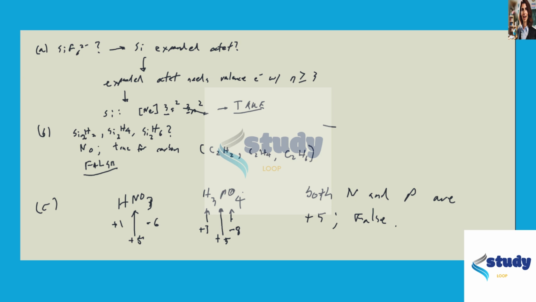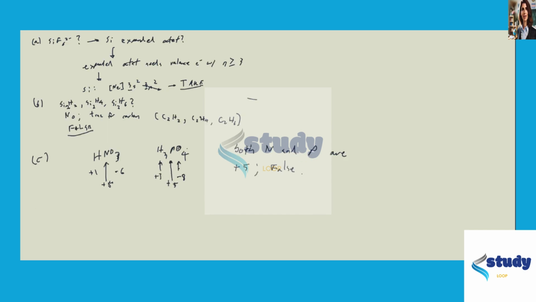C asks us whether the central atom had the same oxidation state for nitric acid and phosphoric acid. And we saw that they have the same oxidation state, so the statement that they're different is false. And then for D, we're asking if sulfur is more electronegative than selenium. It turns out that's true, and we can surmise that from our periodic trends.